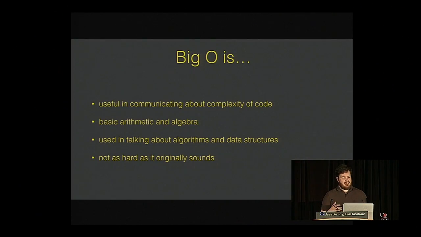So to recap, Big O is useful in communicating about the complexity of your code. It is just basic arithmetic and algebra. It's used in talking about algorithms and data structures, and it's not as hard as it originally sounds.